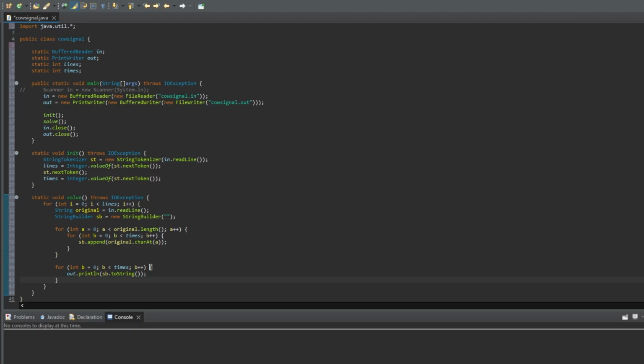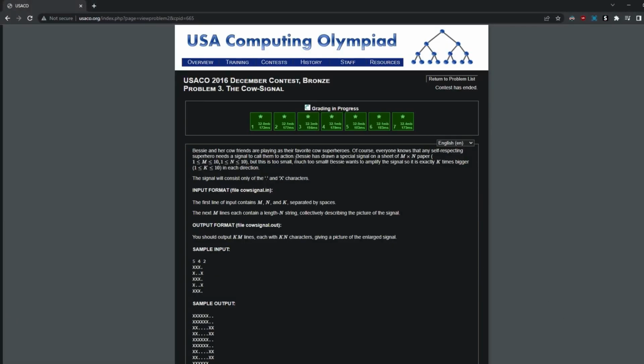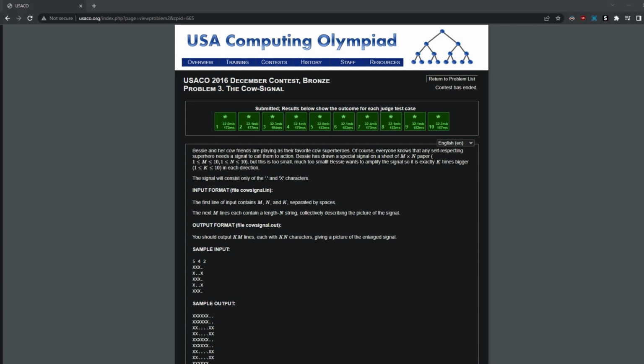So if we submit, as you guys can see, it gets all of the test cases correct. And so that was cow signal. It was on the easier side of the problems.